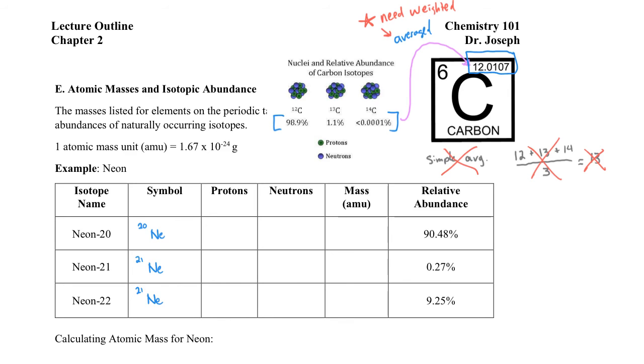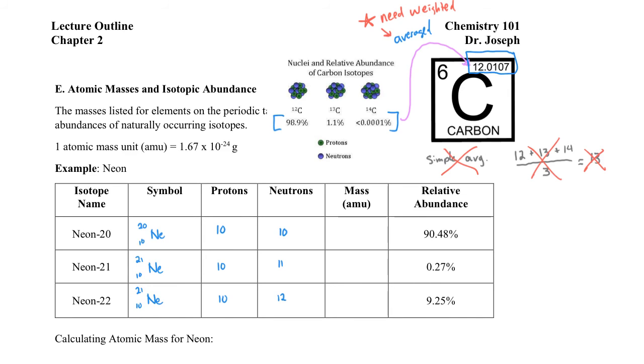How many protons does a neon atom have? That's right, the atomic number for neon is 10, so each of these isotopes has 10 protons. From the mass number and the number of protons, we can determine how many neutrons there are in each of these isotopes. Neon 20 has 10 neutrons, neon 21 has 11, and neon 22 has 12.